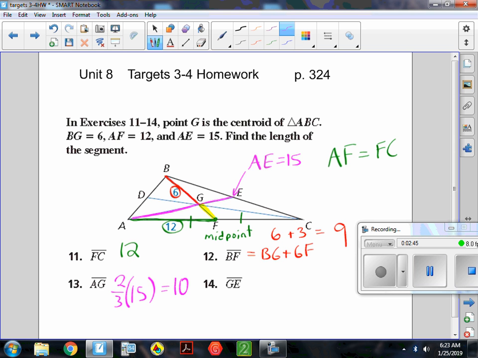If I wanted to know GE, which is the next problem, I could take 1/3 of the median. So 1/3 of 15 is equal to 5. Or I could have taken the 10 and just divided that by 2, or cut that in half. So AG is 10 and GE is 5.